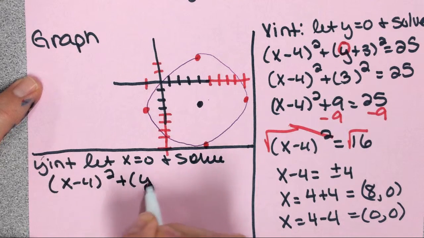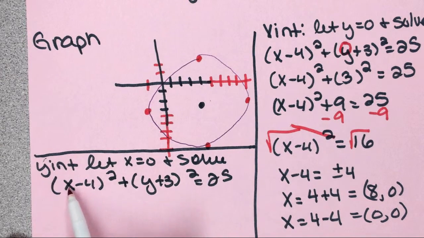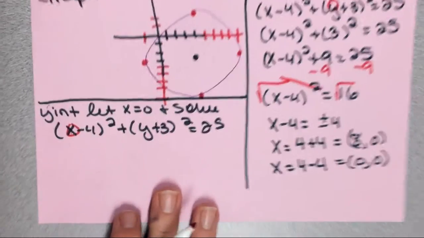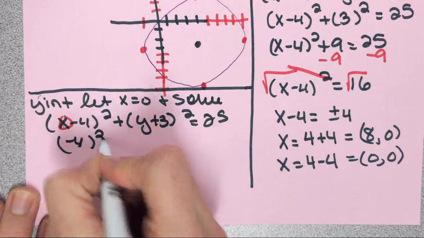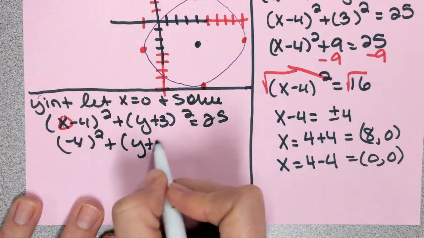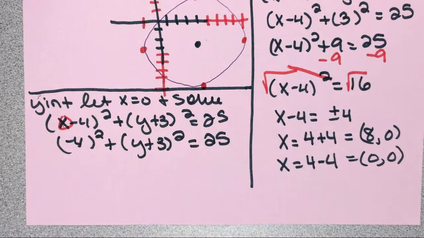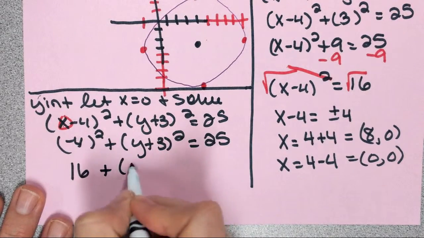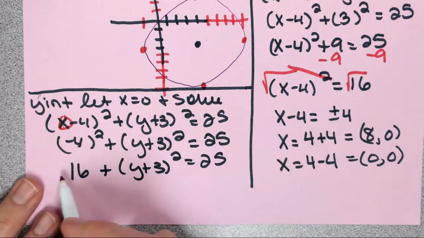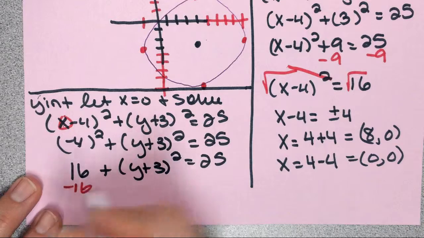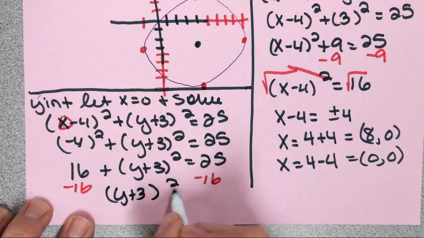Stay focused. Some of y'all are falling apart. Okay, so what am I going to let the x be right here? 0. All right, so if I let that equal 0, what does 0 take away 4? Negative 4 squared plus (y plus 3) squared equals 25. Good, 16. Hold on, let me catch up with you. So we have (y plus 3) squared equals 9.